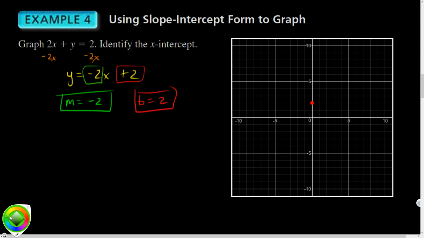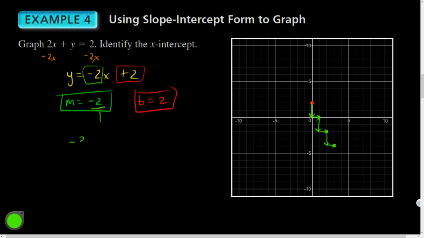And I'm going to move by my slope. How do I move? How do I know it's over 1? All right, if it's a whole number, I can just throw a 1 under that, right? Or an integer, I guess that's technically an integer. Down 2 over 1, let's plot that point. And do it again, down 2 over 1, plot that point. Down 2 over 1, plot that point.